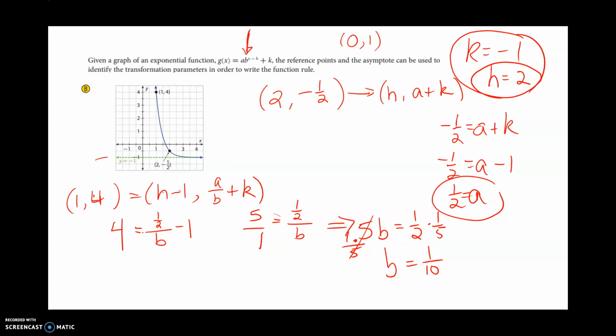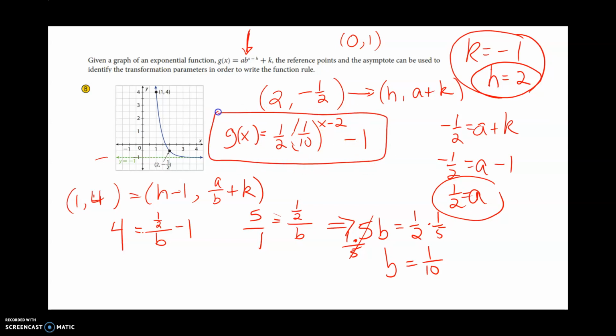Okay, let's write our equation. G of x equals a is 1/2, b is 1/10, where's h? x minus 2, minus 1. All right, so on your own here, I'll give you 15 seconds to write the domain and range.